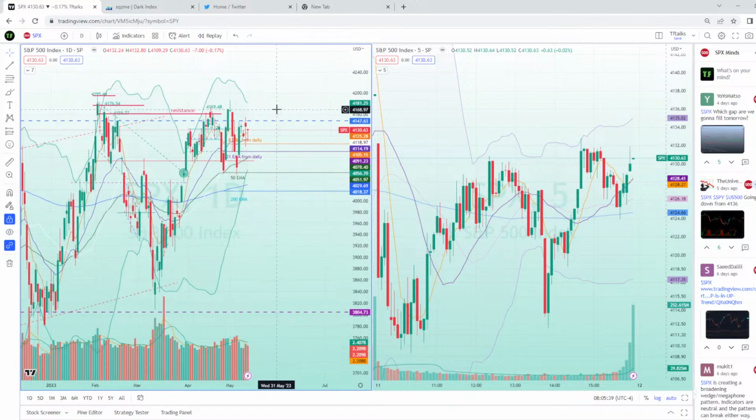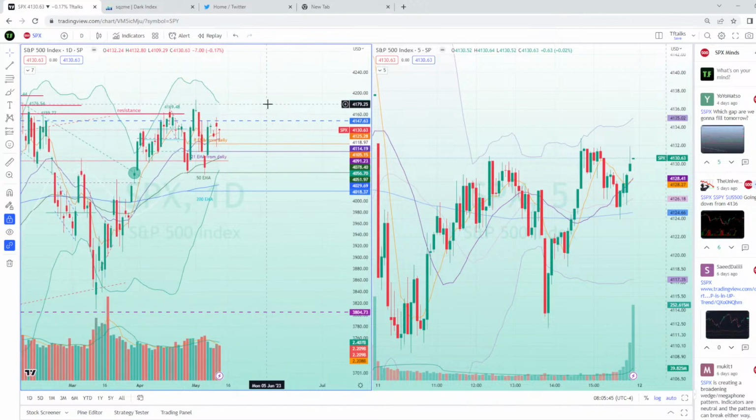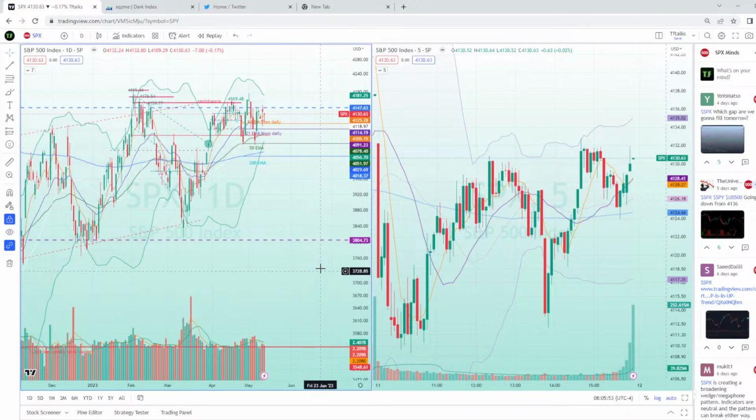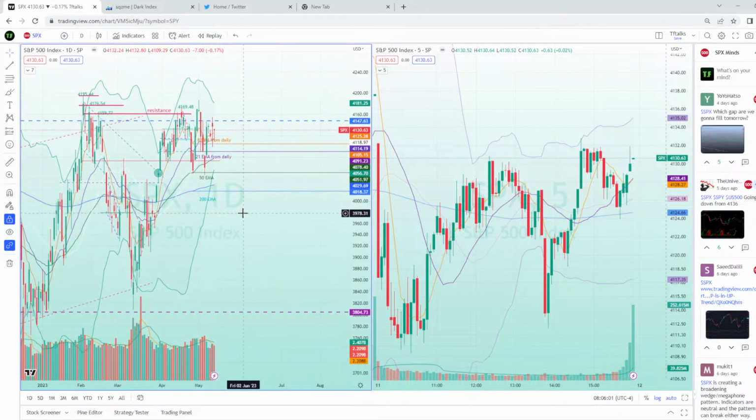And over the long term, at least for mid to long term, I believe it will go down to at least give another leg down to probably 3800. After the 3800, we'll see what happens based on the market conditions.